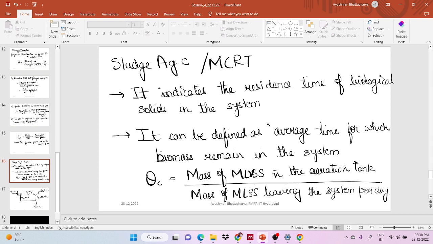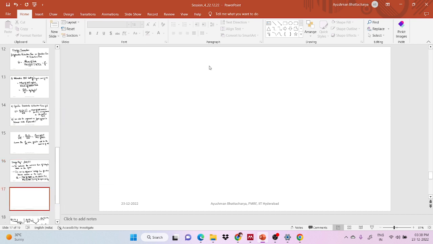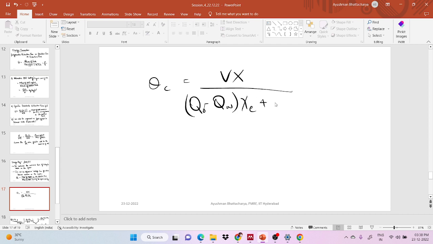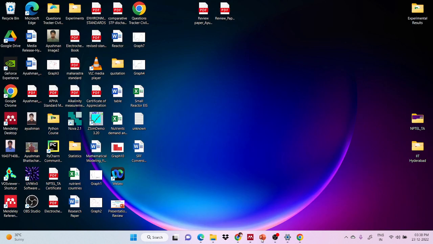Sorry, it is MLVSS. Mass of MLVSS in the aeration tank over mass of MLVSS leaving the system per day. So here theta c is equal to Vx by Q naught minus QW XC plus QW XU. Till now, is it clear what I am telling?